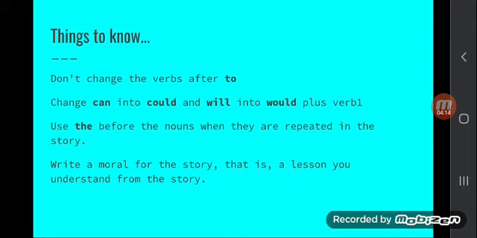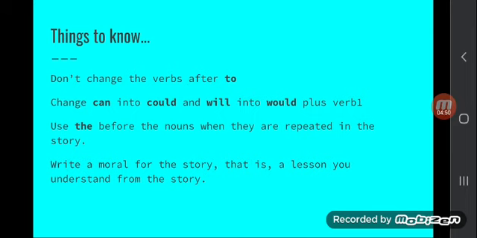Similarly, use the before the nouns when they are repeated in the story. You have to use the. In the starting, you have to use a. For example, once upon a time there was or there lived an old couple. After that, you can write the old couple were very poor. You can write once upon a time there lived a beautiful woman. After that, you can write the beautiful woman was not very kind. She was very unkind. In this way.